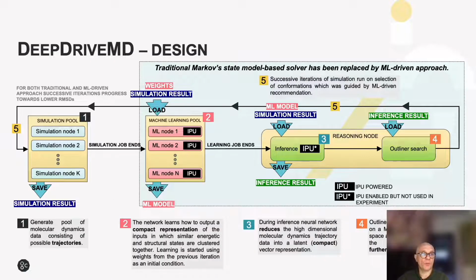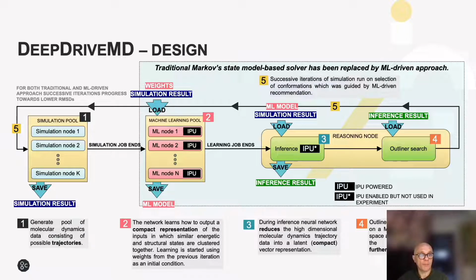As I mentioned before, DeepDriveMD takes a traditional Markov state model-based solver and replaces it with a machine learning-driven approach. We took DeepDriveMD and implemented it on our experimental system. As we remember, we have 5 steps. First, the simulation nodes generate a pool of molecular dynamics data of the possible trajectories. Then they send the data to the machine learning pool, which is driven by our POD IPU-enabled system.